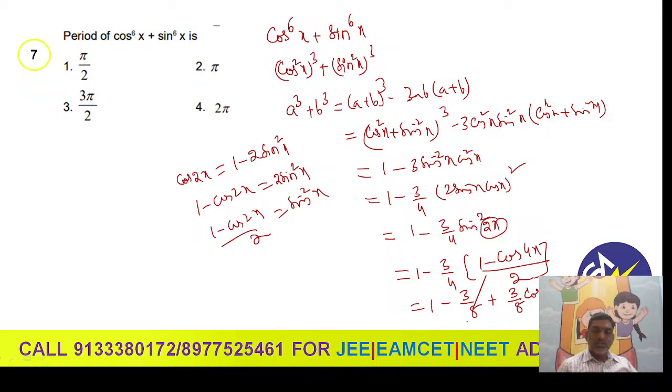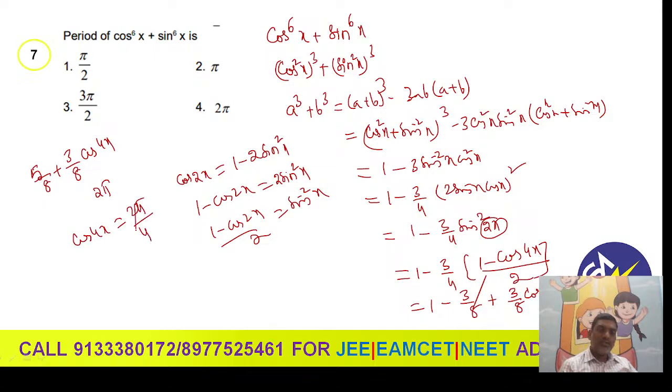What is this? 1 minus 3 by 8, 8 minus 3, 5. So finally we are getting the given question as 5 divided by 8 plus 3 divided by 8 into cos 4x. You know the period of cos x. Period of cos x is 2 pi, and the period of cos 4x, what is the period of cos 4x?